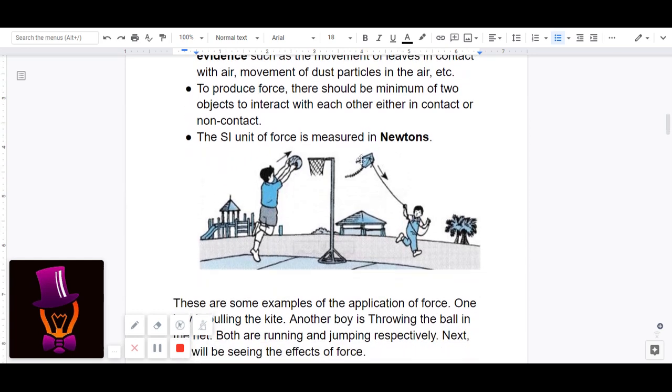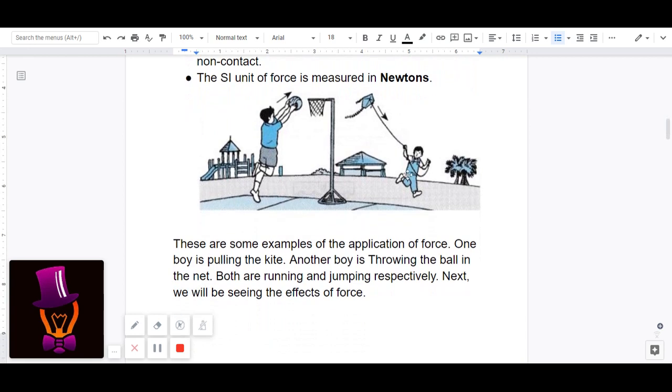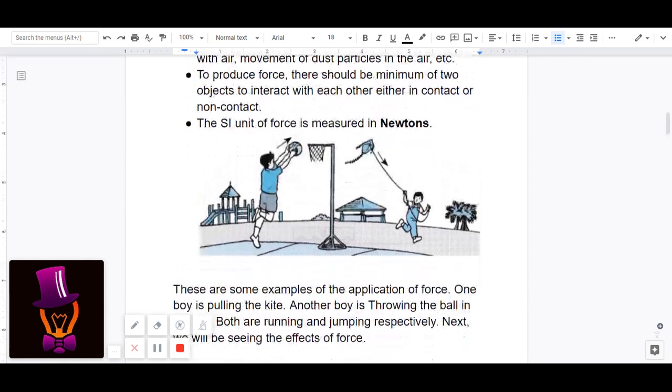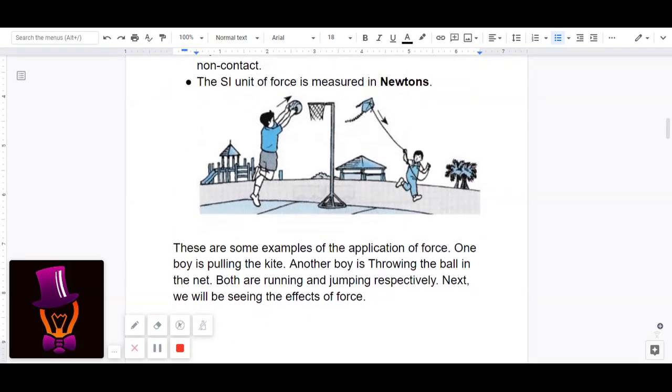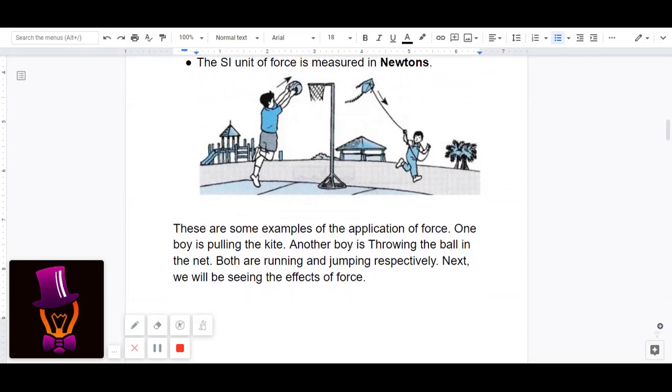The SI unit of force is the newton. So here's an image of the application of force. One boy is pulling the kite, another boy is throwing the ball in the net. Both are running and jumping. So these all indicate that they are applying force by contact. The ball and the boy are in contact. The kite and the boy are in contact. So this is an image of application of forces.